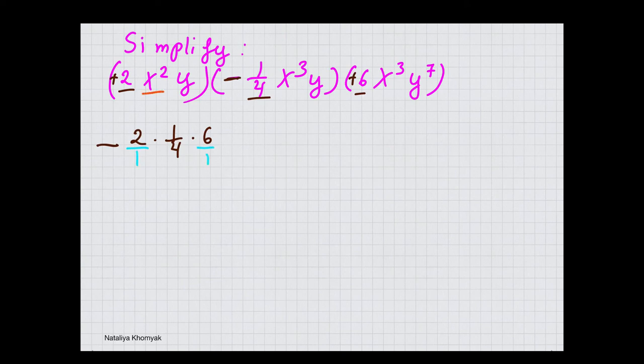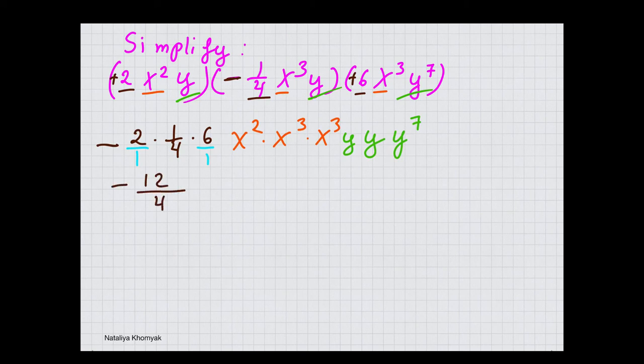Now I'm going to write all the x variables next to each other. So we have x to the second times x to the third times x to the third again. Then we have y. Then we have another y. And then we have y to the seventh. So this whole thing becomes 2 times 1 times 6, we have negative 12 over 4 times x to the 2 plus 3 plus 3, times y to the 1 plus 1 plus 7.